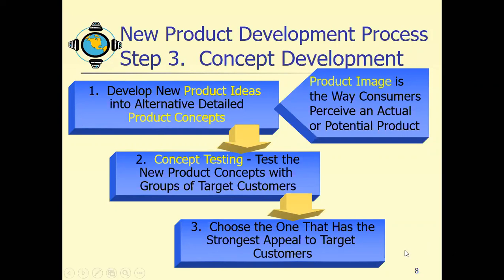Strongest appeal means customers will buy this product if this concept can be materialized, if it is possible to translate it into a physical product. Then definitely customers will like it and buy it. Then we can say that this idea has the strongest appeal, and we can be determined to work with that particular concept.